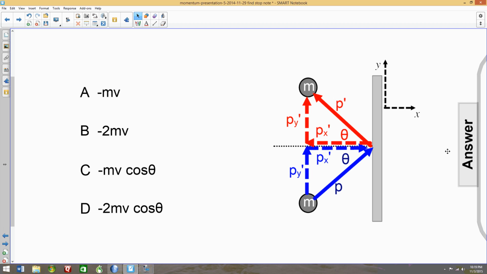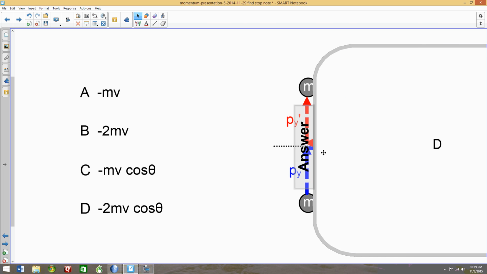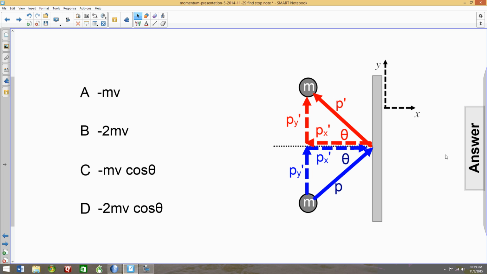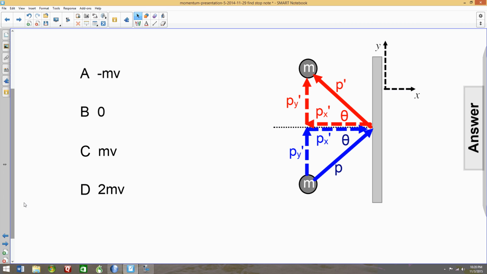Okay, so let's look and see if you have the right answer. The correct answer is D. Remember that we have the same scenario as we had in the previous example. A tennis ball of mass m strikes a wall at an angle theta relative to the normal, then bounces off with the same speed as it initially had. What was the change in momentum of the ball in the y direction? Okay, there are your choices. Go ahead and pause the video and select your answer now.